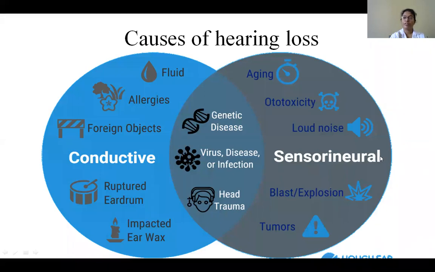Whereas the causes of sensory neural hearing loss could be aging, ototoxicity. We had seen some drugs like aminoglycosides, loud noise. Exposure to constant loud noise can also cause sensory neural hearing loss. Sudden exposure to loud sound due to a blast or explosion can cause sensory neural hearing loss. And sometimes tumors invading the vestibulocochlear nucleus or the nerve can also lead to sensory neural hearing loss.